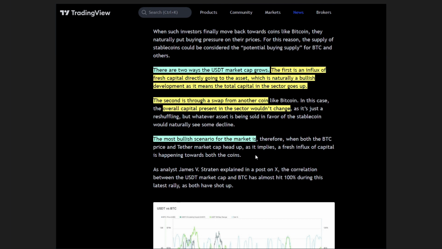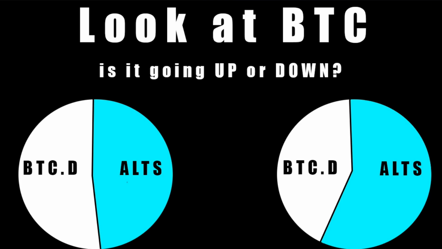And next, we're going to talk about how to identify the alt season. There's a few factors that come into play when looking for the alt season. One, you have to look at Bitcoin. Is it going up or down? You also have to look at Bitcoin dominance in relation to the alts. So the way I like thinking about it is it's a big old pie. And right now, Bitcoin dominance, we'll just say this is about 52%. This is saying that Bitcoin has the dominance of this entire crypto space of about 52%.